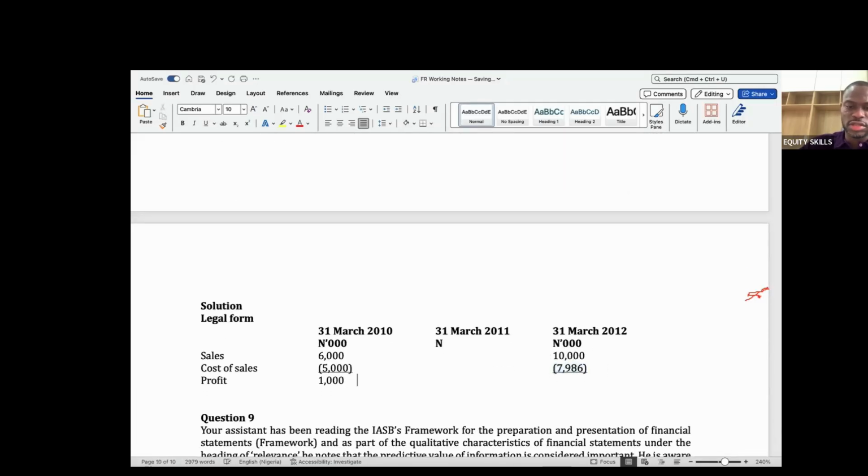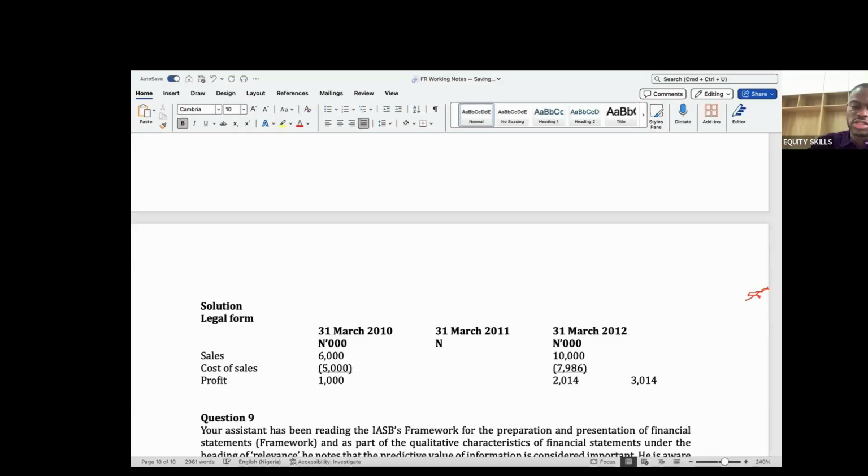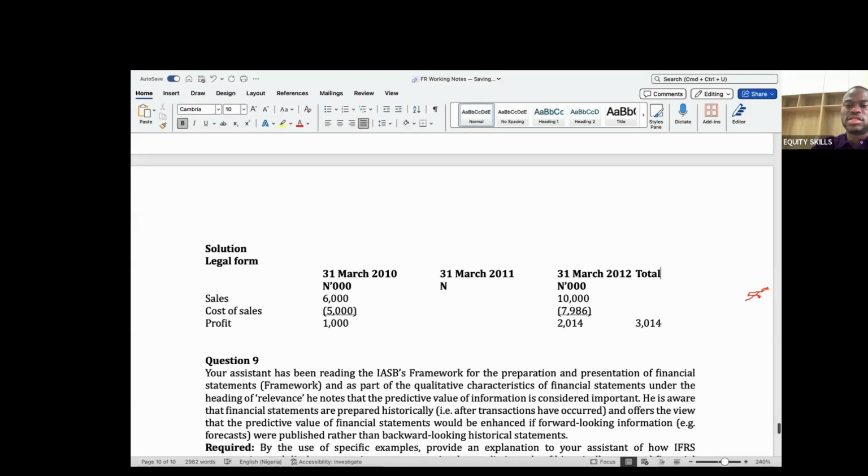So what's the difference? What's 10 million minus 7,986? So that means the total profit should be around 3,014. That's the total for the 3 years. This is legal form.